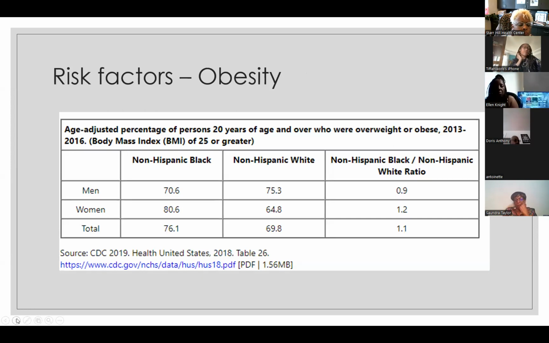So obesity, I won't spend way too much time on this. Suffice to say, if you look at that second row there, 80% of Black women versus 64.8% of white women over the age of 20 would technically categorize as overweight or obese. I don't like this data all the time. We know it is a risk factor.